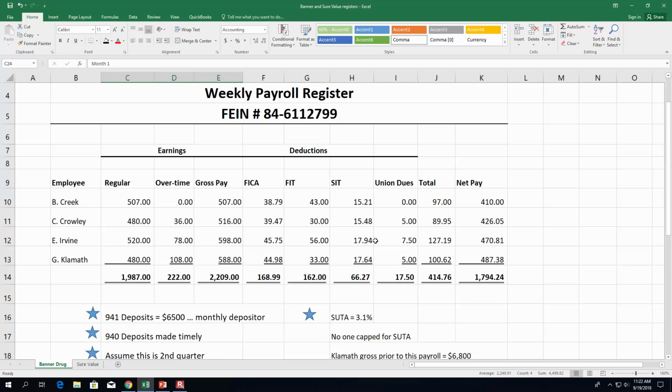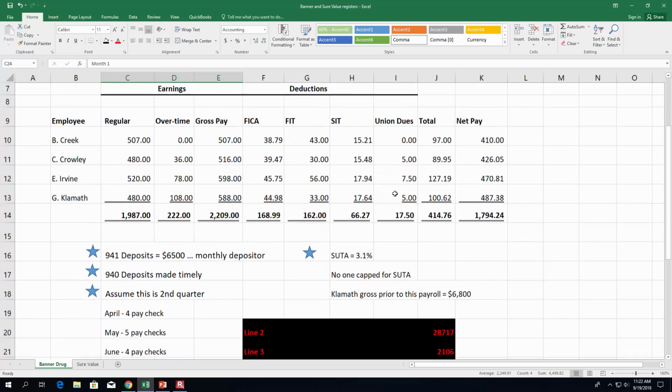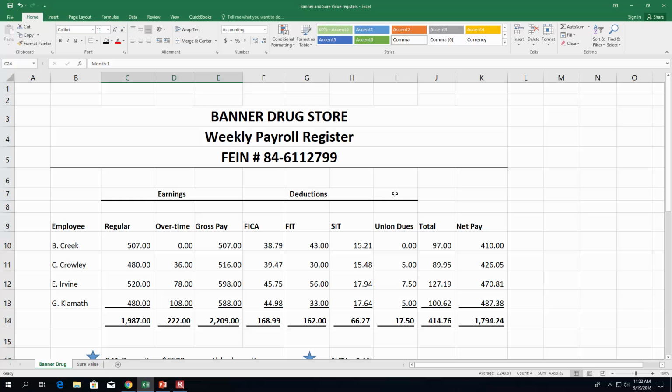So what we're going to do is take this payroll register and transfer it to our 941. So the first thing I'd like you to do, you don't have the address, so don't worry about that, but get in the, and this is the what? Second quarter. So get in your little heading on the top there, Banner Drugstore, and the FEIN, and click off the quarter. So you're going to actually be manually filling out the 941 in front of you.